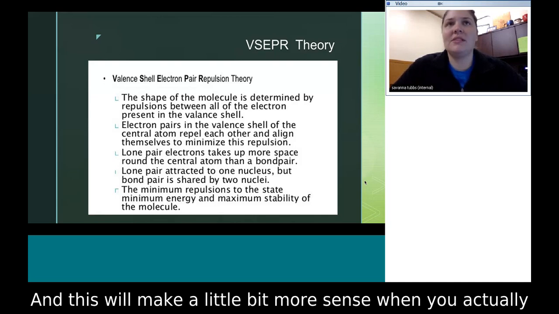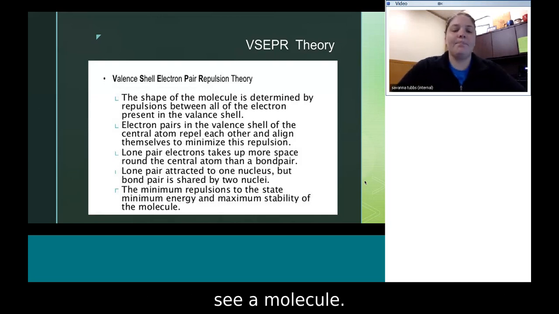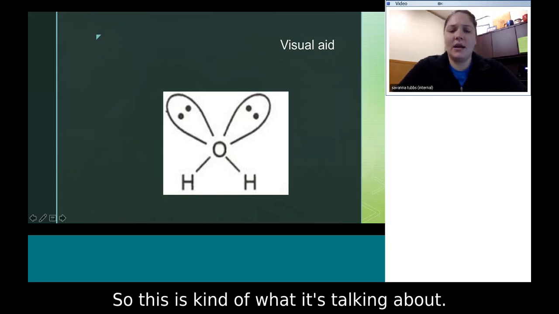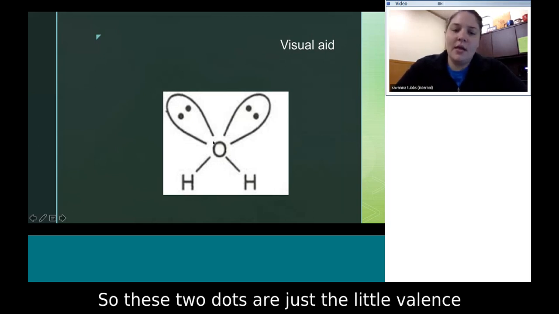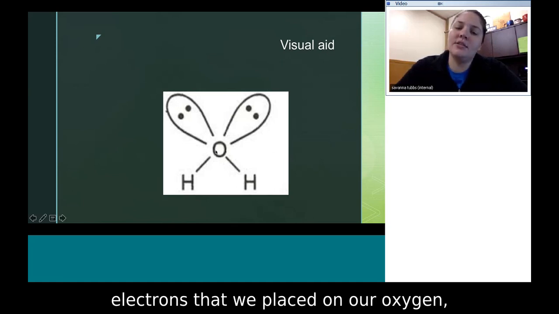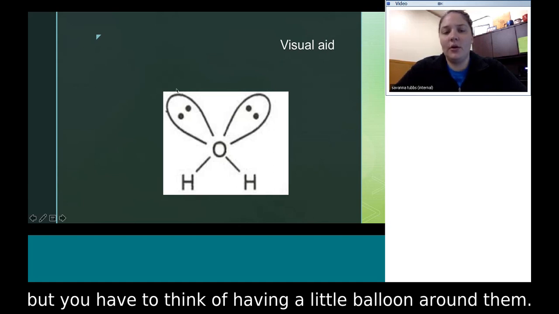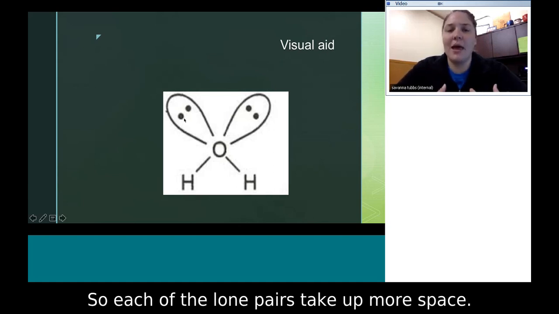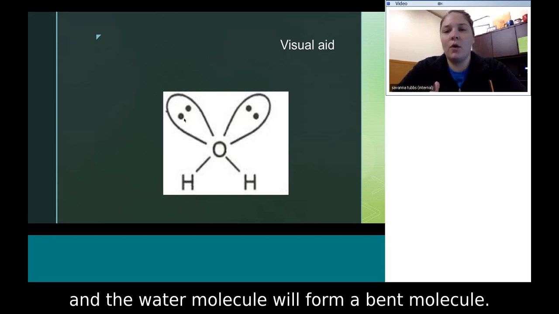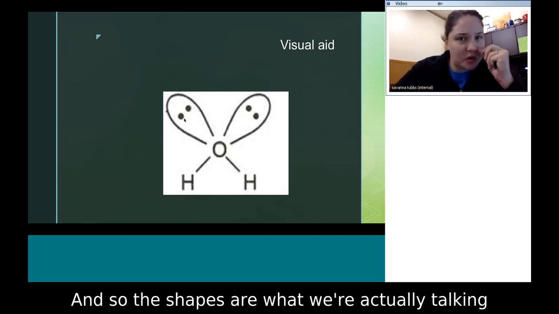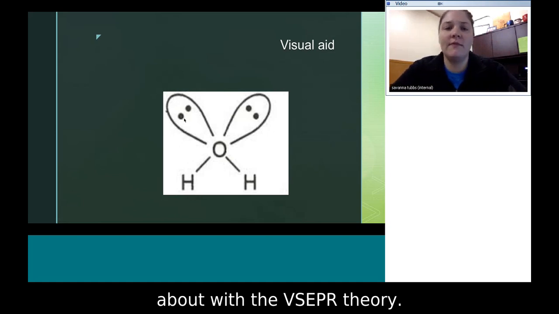And this will make a little bit more sense when you actually see a molecule. So this is kind of what it's talking about. You see that the bonds themselves take up less room than these lone pairs. These two dots are just the little valence electrons that we placed on our oxygen, but you have to think of having a little balloon around them. So each of the lone pairs takes up more space, and it's going to push your hydrogens down, and the water molecule will form a bent molecule. And so the shapes are what we're actually talking about with the Vesper theory.